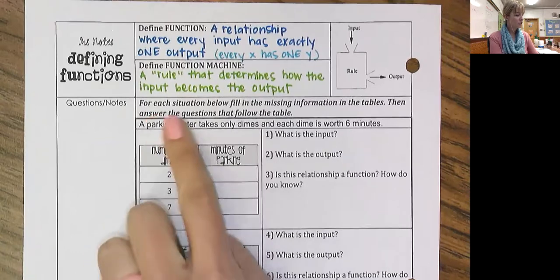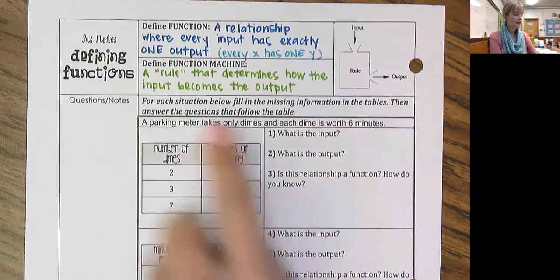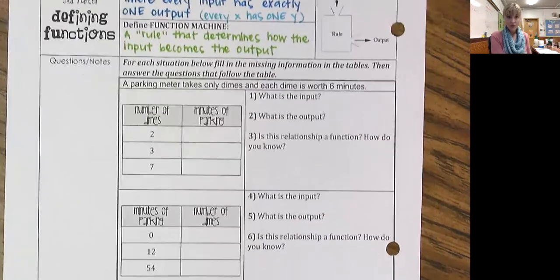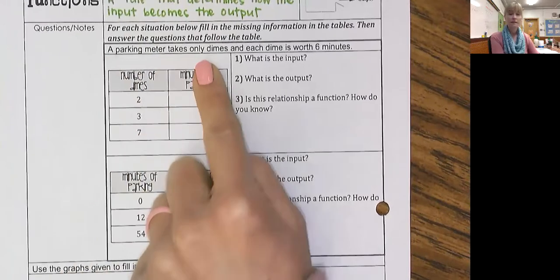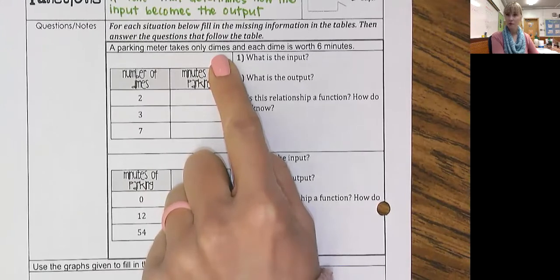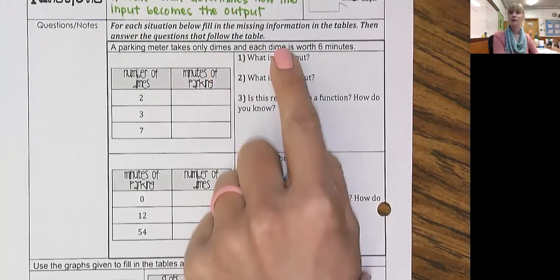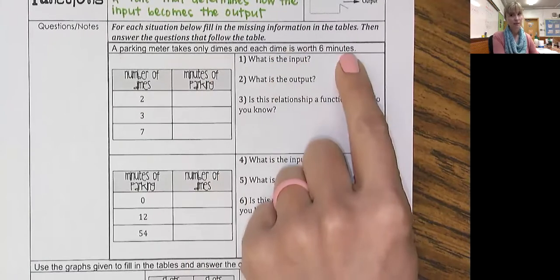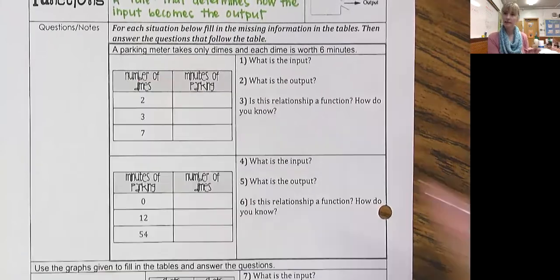So it says here, for each situation below, fill in the missing information in the tables. Then answer the questions that follow the table. So here's a scenario right up here. A parking meter takes only dimes. So you go to this weird place and you park there, and there's a parking meter. If you've ever been downtown, you've used one. But this particular parking meter only takes dimes, and each dime that you put into the parking meter gives you 6 minutes of parking time. So each dime is worth 6 minutes. With that information, can you please fill in this table?